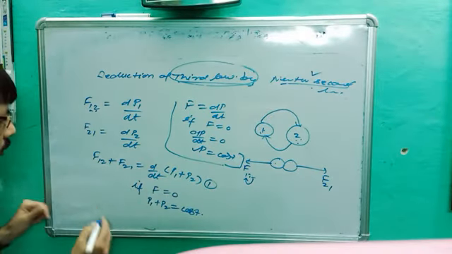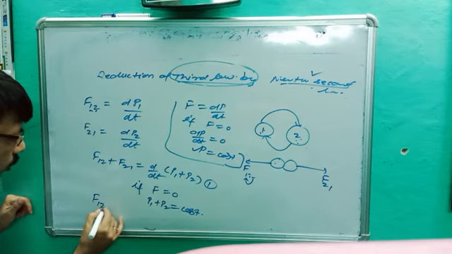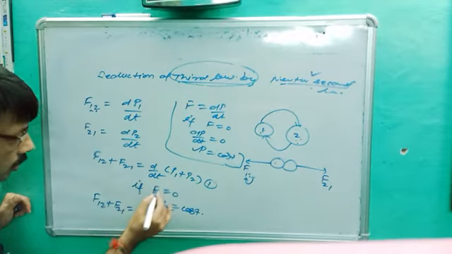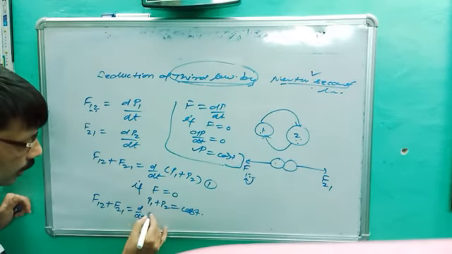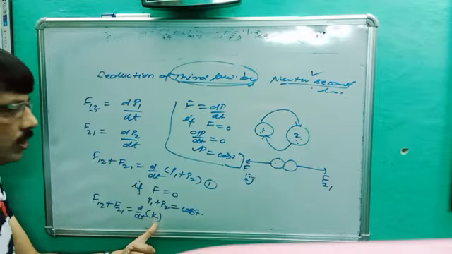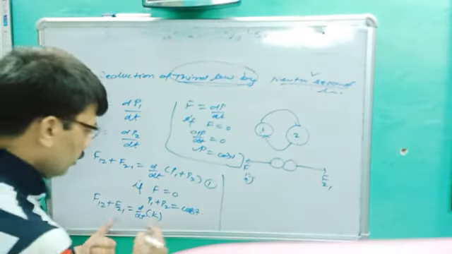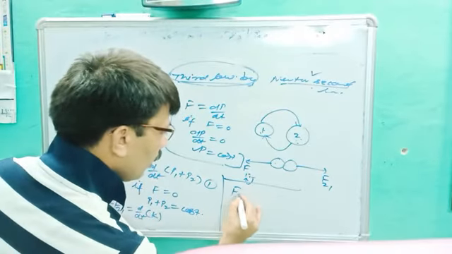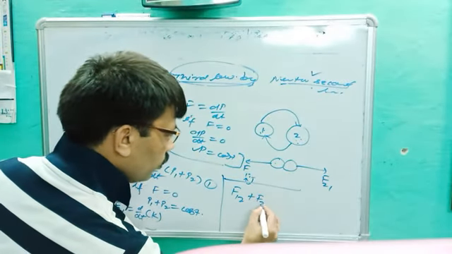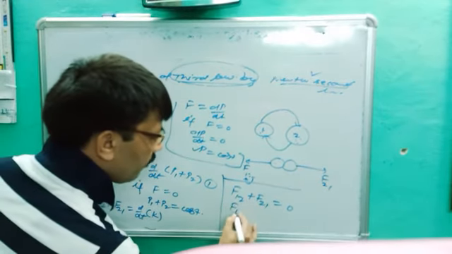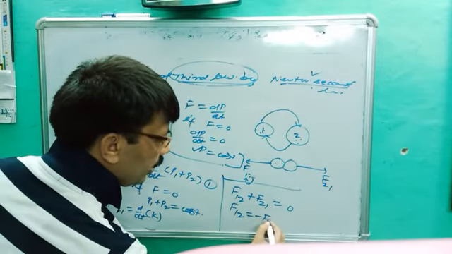If we put the constant, what do we get here? F12 plus F21 is equal to d upon dt of any constant k. And you better know the differentiation of a constant is 0. So we will get F12 plus F21 is equal to 0. So we get the answer: F12 is equal to minus F21.